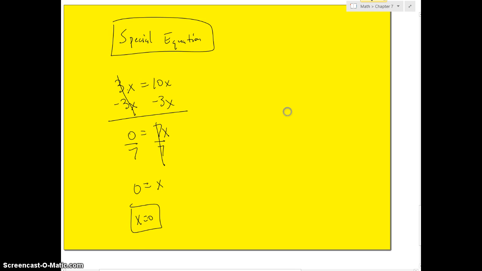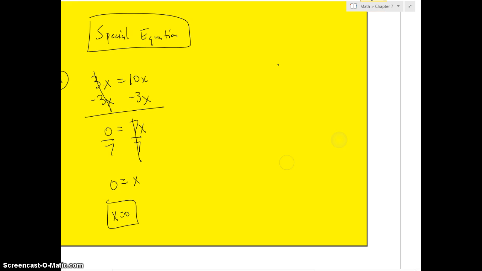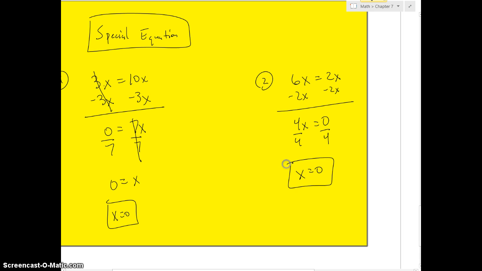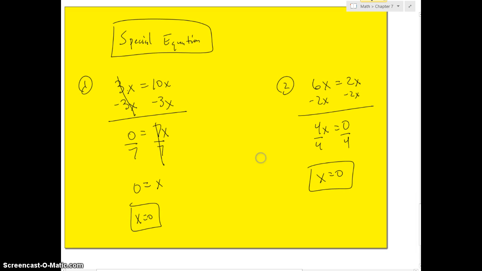Let's do one more example like that. Let's say that we have 6x equals 2x. Well, let's get our variable term on one side. I'm going to subtract 2x here. That leaves me with 4x equals 0. If I divide by 4 on both sides, x is 0. So what you notice is we got the same answer on both of these, equals 0 both times.